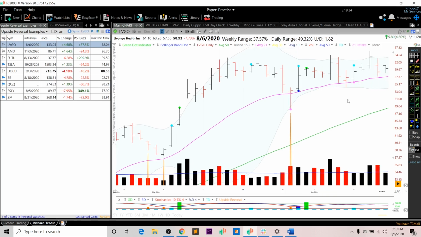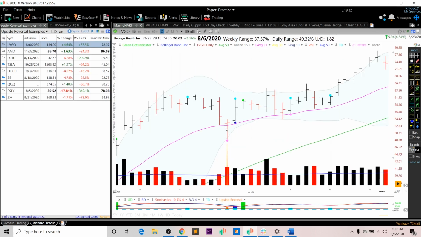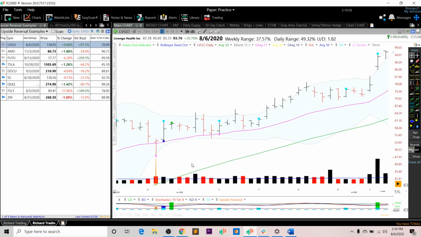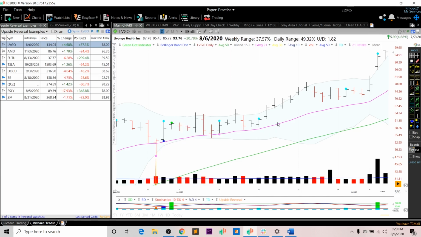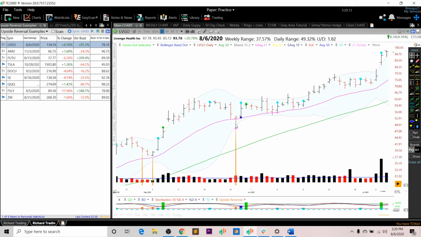Obviously, this one didn't work out immediately, but you had a nice entry if you entered anywhere on this upside reversal, and hopefully your cost basis would have been pretty low. If you added on this day as it found support, then added a few shares on this day, maybe set up a full position once it broke out, that is a great way to set yourself up for success. Overall, I think that's the best way to play these upside reversals, especially on individual growth stocks.